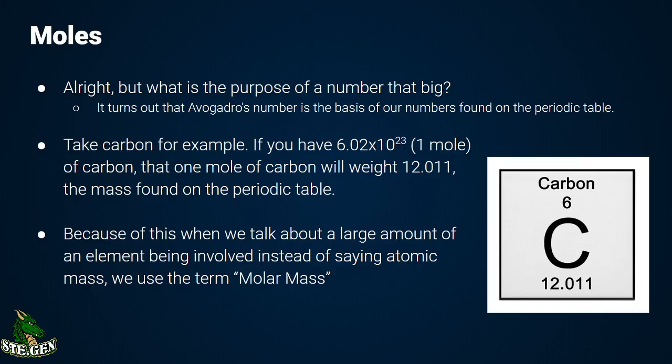Moles is a part of that number. So carbon, for example, if you have 6.02 times 10 to the 23rd, if you have Avogadro's number worth of carbon atoms, individual carbon atoms, that 1 mole of carbon will weigh 12.011. And you might be wondering, well, why isn't it exactly a nice number? Well, remember, we only really have round numbers if it's just a single atom. That number is also the average atomic mass.